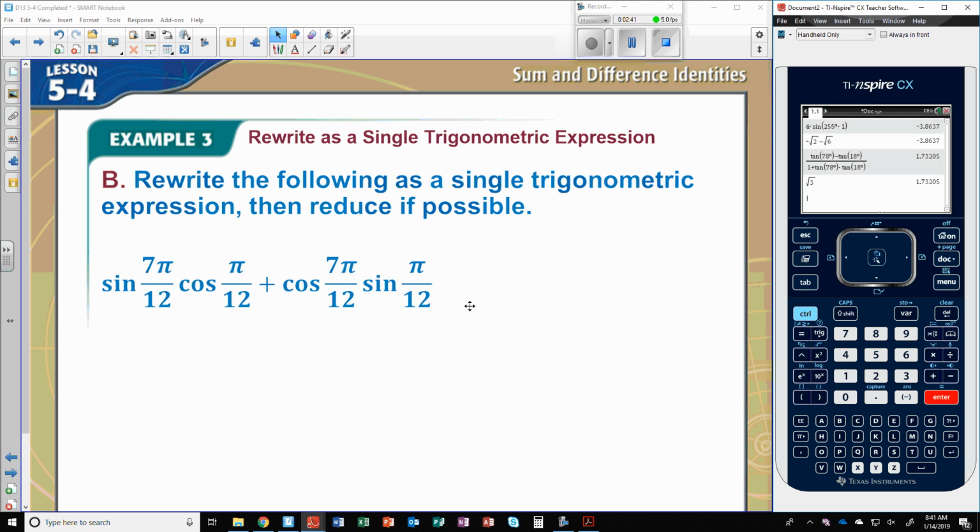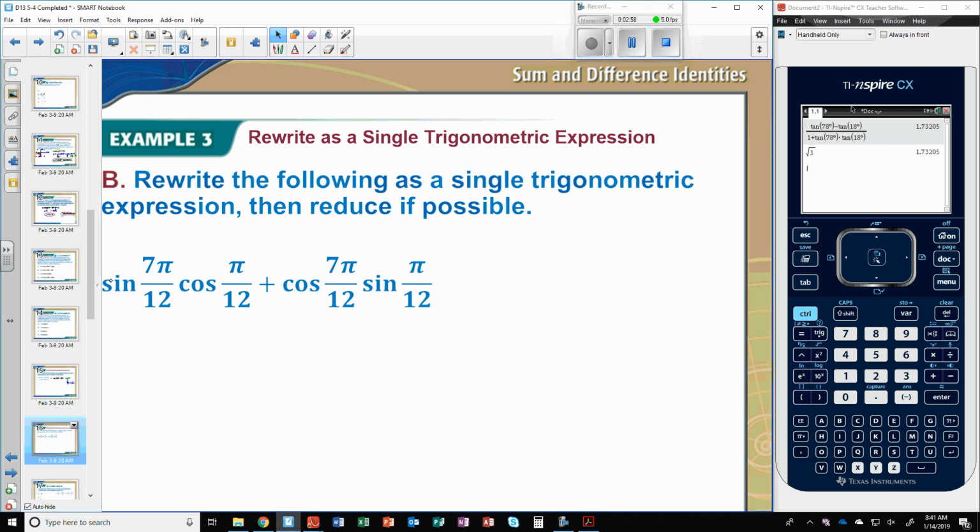Okay, now let's try this next one. Rewrite the following as a single trigonometric expression, then reduce if possible. Notice we have sine cos plus cosine. So they switch. It's not just sine sine. It's not just cos cos. They switch from trig, going from sine to cosine. So let's go back to the formula chart and see which one switches.